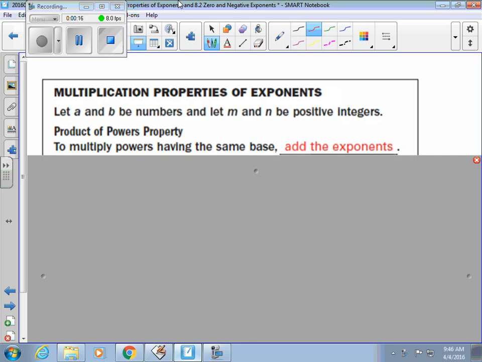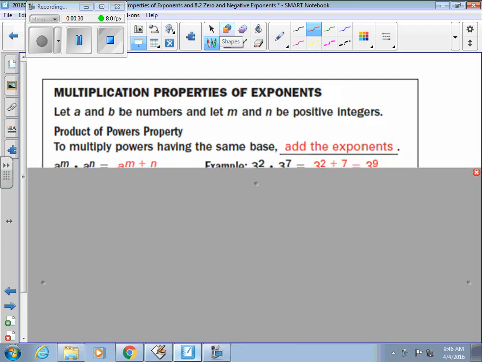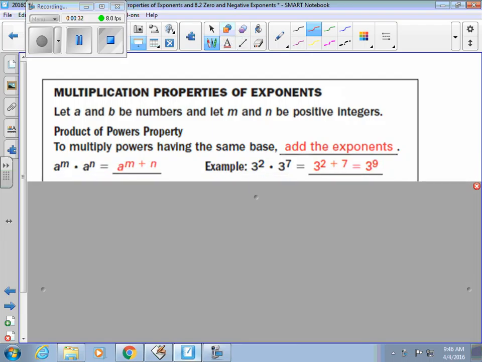First thing is the product of a power property. Anytime you see product, it just means to multiply. Remember, anytime you're multiplying same bases, you add the exponents. So here's an example: a to the m times a to the n. Notice both of the bases are a, so you add m plus n.